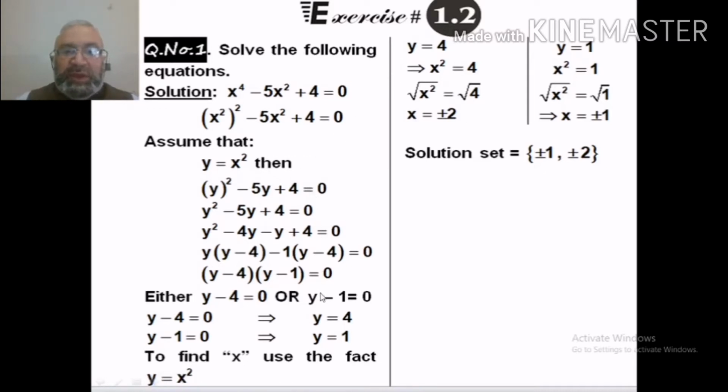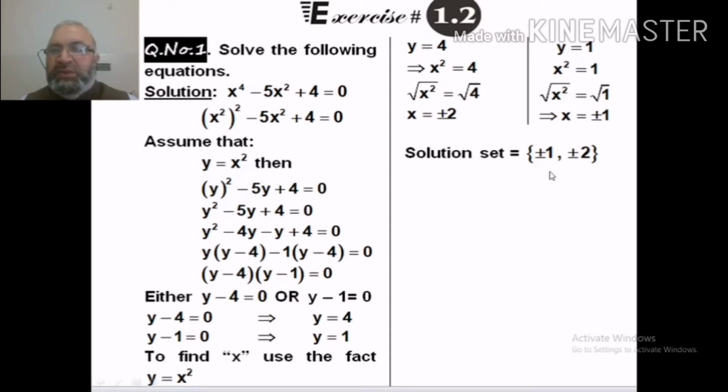So there are 2 values of y. First, y is equal to 4, and then y is equal to 1. So we get x square is equal to 4 and x square is equal to 1. Solving these equations by taking square root, we get the square root of x square is equal to the square root of 4. So we get x is equal to plus minus 2. Similarly, solving x square is equal to 1, by taking square root, it becomes x is equal to plus minus 1.